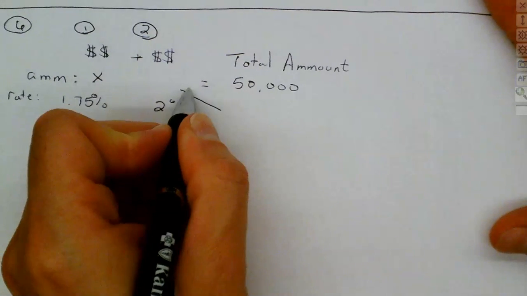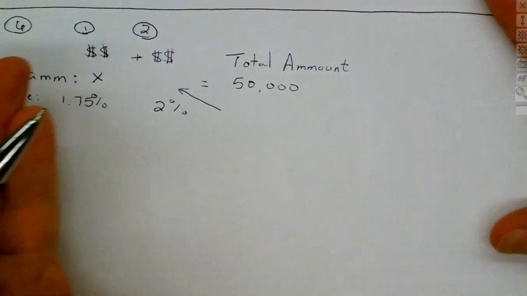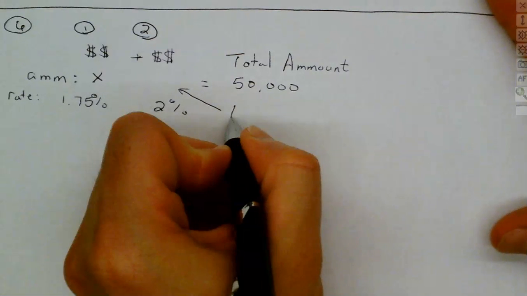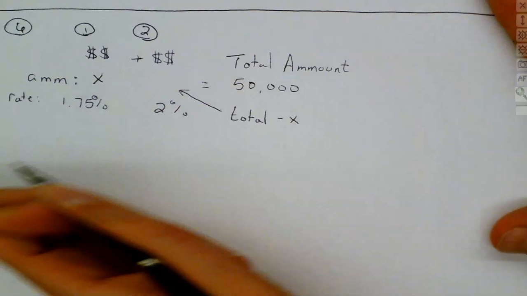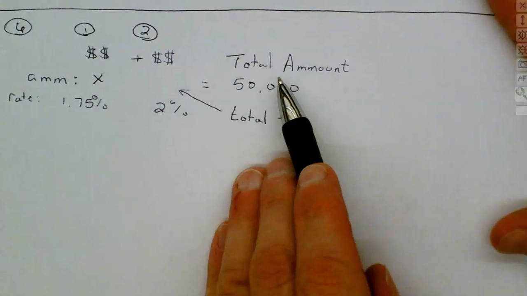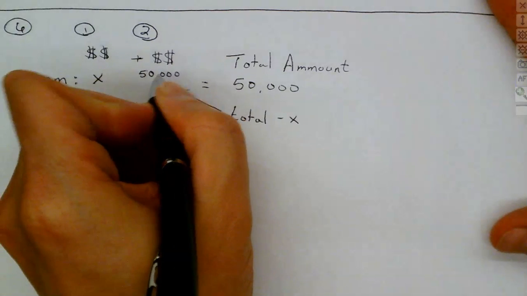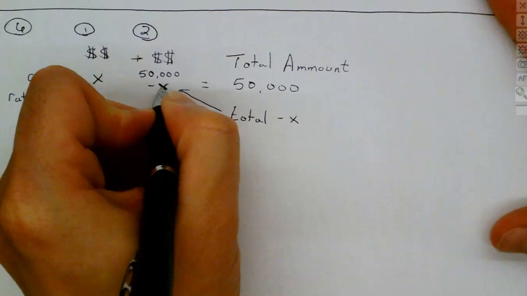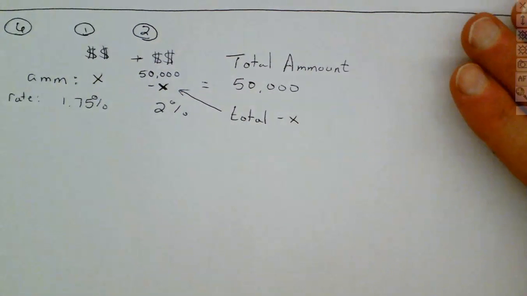What about the second one? Do we know how much money is over here? No. Well, we can't just reuse the X again. So the second one is always going to be the total minus X. And how much total money do we have? It's 50,000. So that's going to be 50,000 minus X.